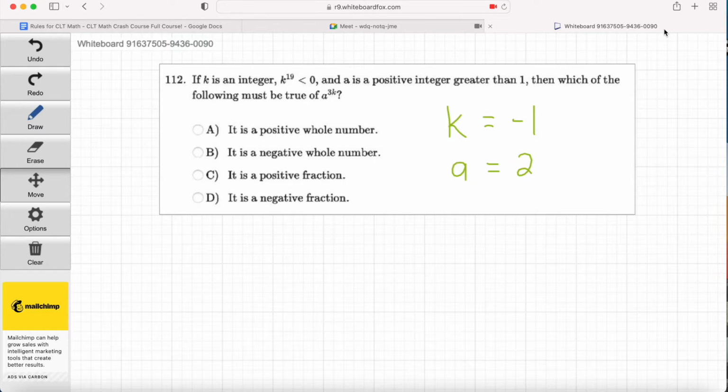Unless, like the last question, it made sense to make z equal 10, or the other question where we made y equal 5. Sometimes it makes sense too, but here just pick smaller values.